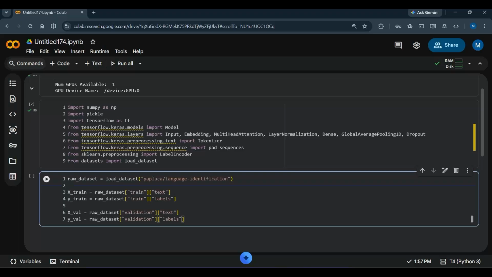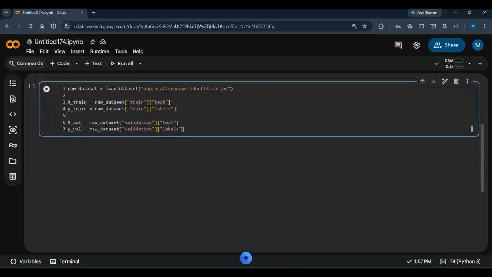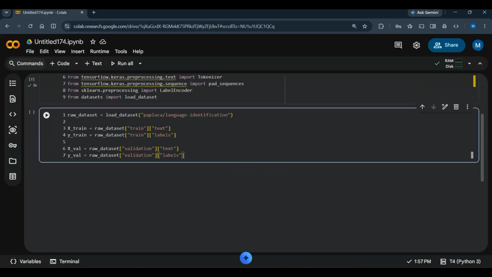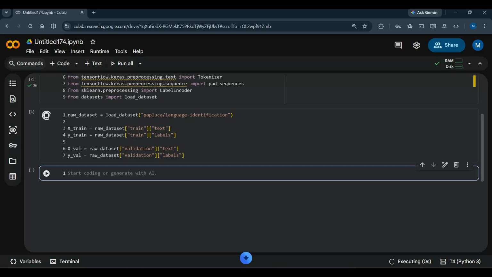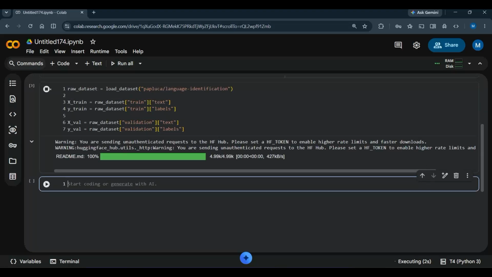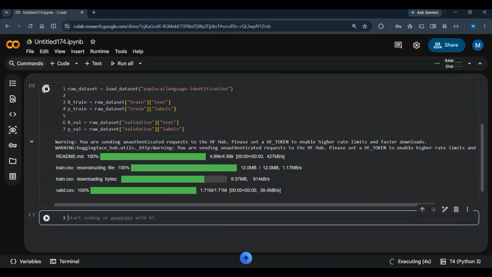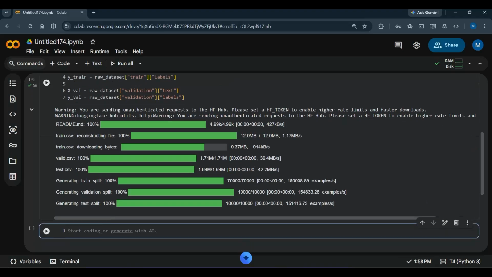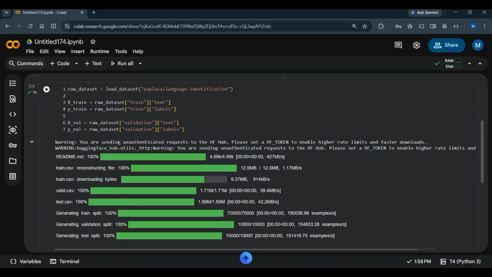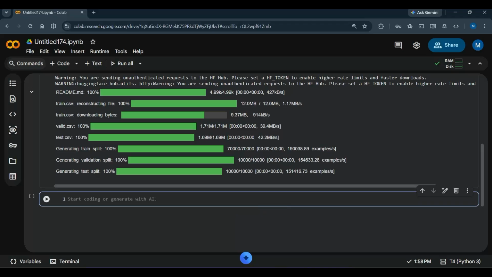Now let's load our data. We're using a real dataset from Hugging Face called Papluca Language Identification, 70,000 training sentences and 10,000 validation sentences across 20 different languages. A bigger, more varied dataset means the model learns real patterns instead of just memorizing.